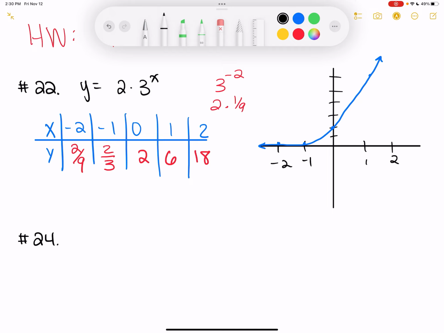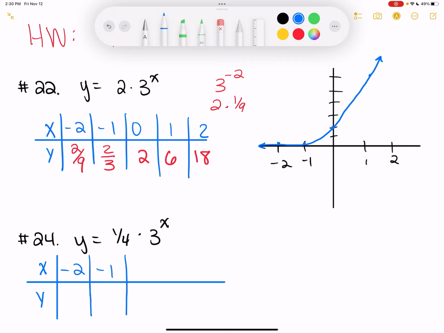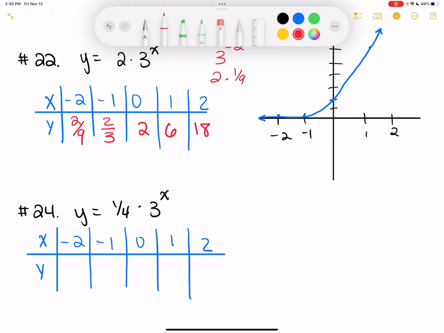24, y is equal to 1/4 times 3 to the x. All right, so when I plug in 0 for x in this one, what do I get? 1/4, because 3 to the 0 is 1 times 1/4. If I plug in 1 for x, what do I get? That's going to be 3/4.